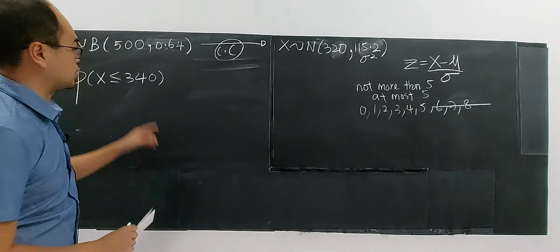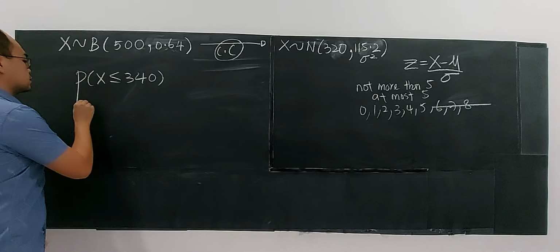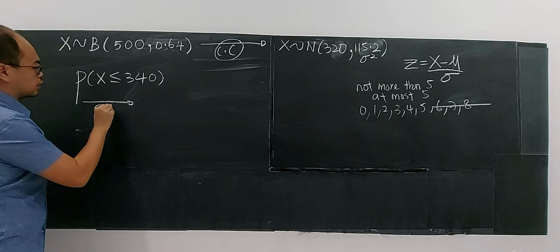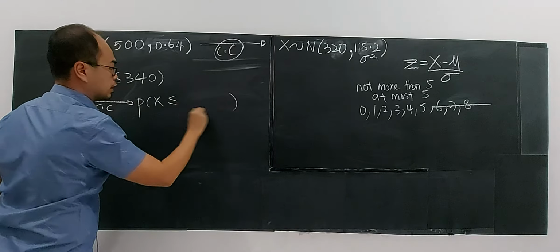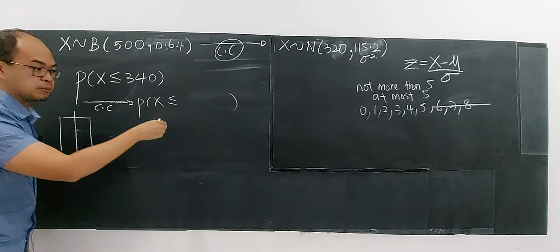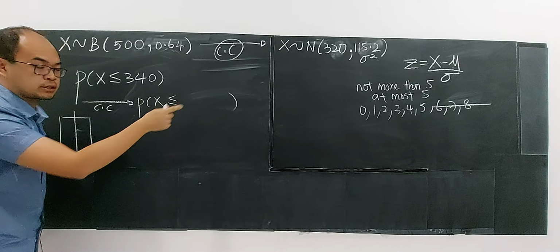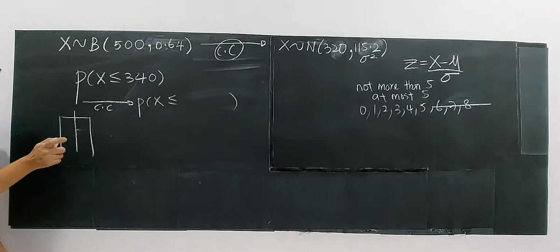You should not do that, because why? You want to use the normal distribution, right? So you have to do a CC, continuity correction. So what is the correction here? I don't know the value here, so I draw a box. Once you become an expert in continuity correction, you don't need the box. The box is for me to guide you.